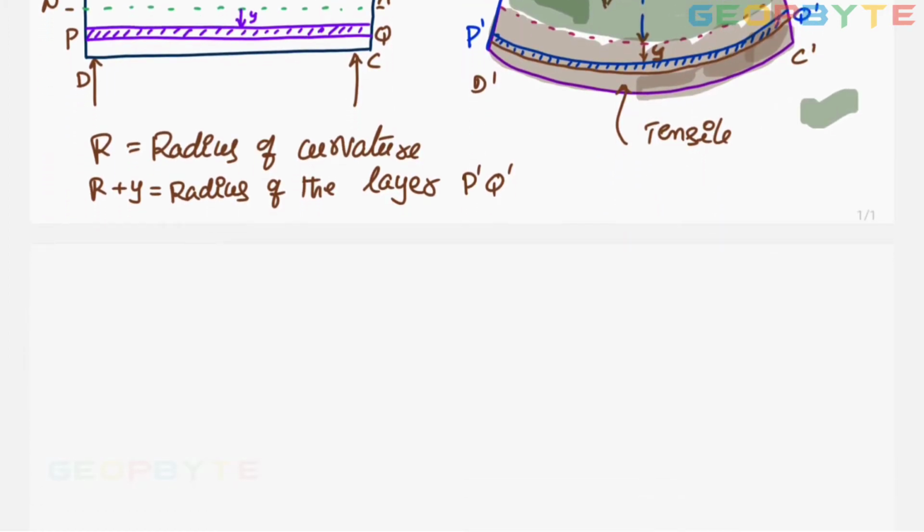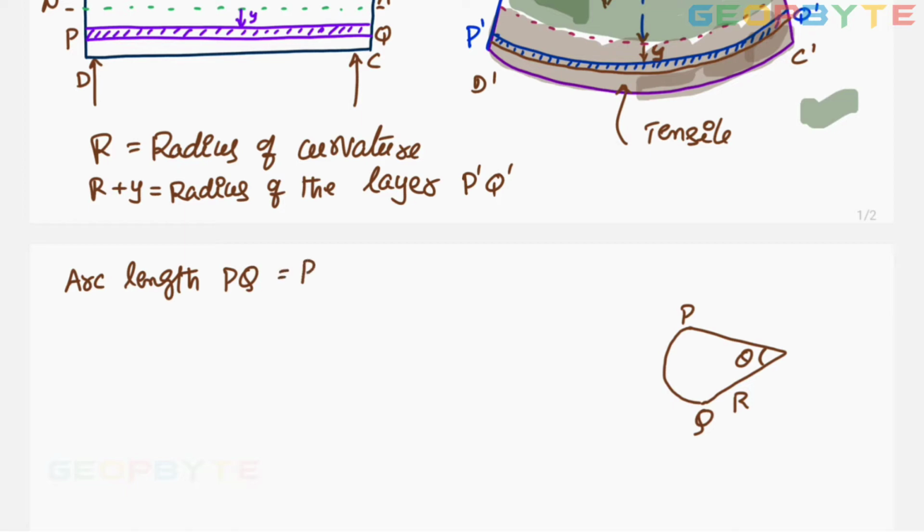Now that layer is looking like an arc. Then this is theta, and this is the radius of the arc or layer PQ. Then the arc length PQ, as you might have studied in engineering graphics, equals R theta.